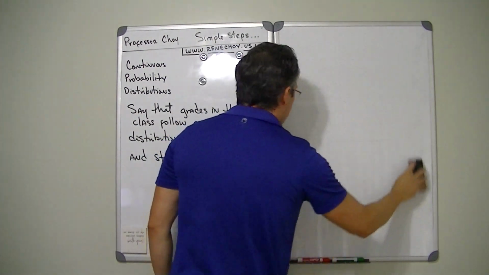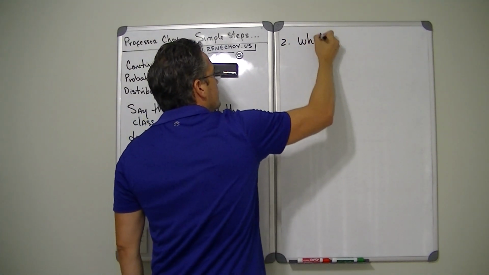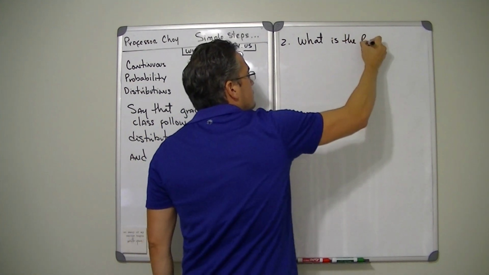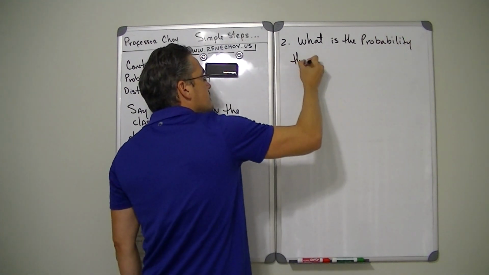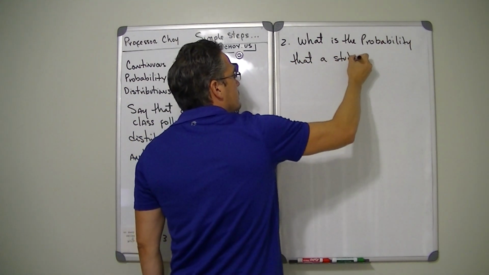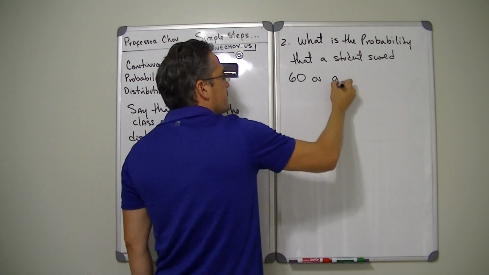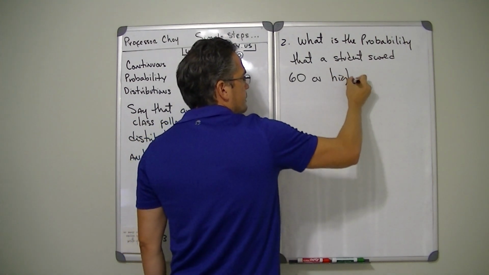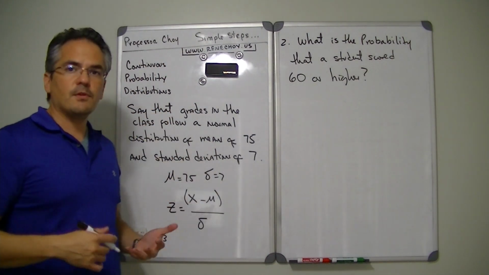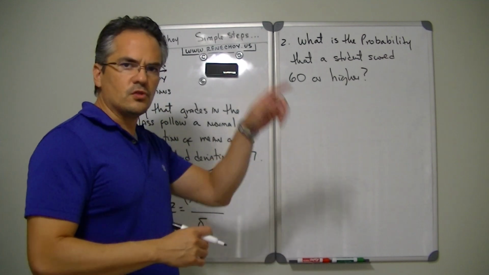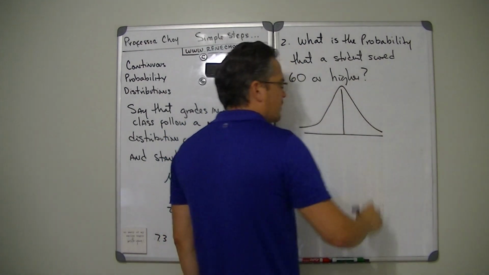Example number 2. What is the probability that a student scored 60 or higher? Okay? Now, as I mentioned, every time you're doing one of these examples, it's very useful to draw the graph. So let's draw the graph. And again, drawing the graph is just to visualize what you're trying to do.